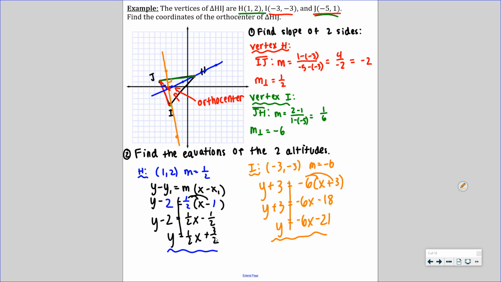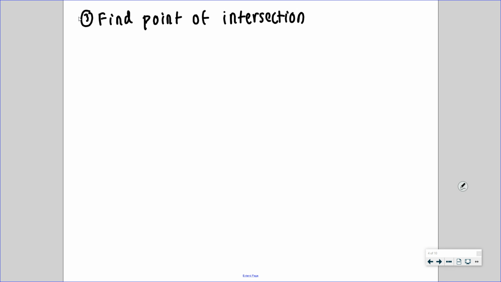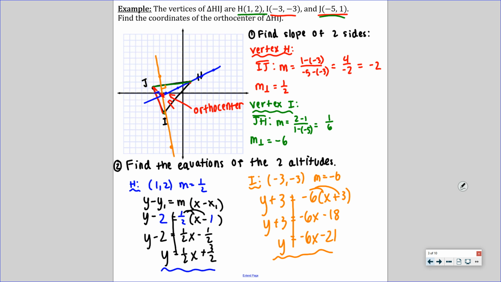All right, so now I have the equation of the blue altitude and the orange altitude. How can I find where they intersect? That's my third step. Any ideas? It's okay if you're wrong. I just want to guess. Alejandro? Just draw them. We did that. Draw the two lines that we just found. We did that. I want to find exactly.